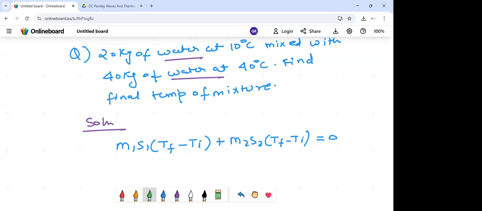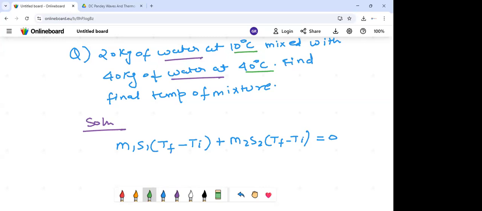Is that clear to all of you? I know many of you have done heat lost by the liquid at 40 and heat gained by the liquid at 10 are equal. That is fine. But what if we have three liquids? Then how will you decide who will lose heat, who will gain heat, and what will happen to the one in the middle? So better we follow a method which is applicable for any number of liquids.